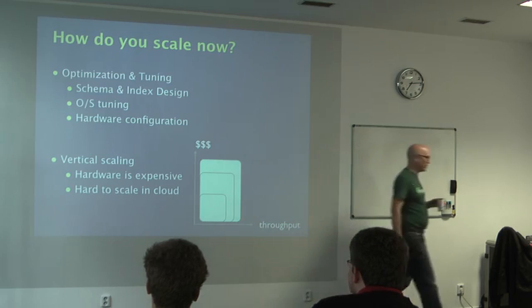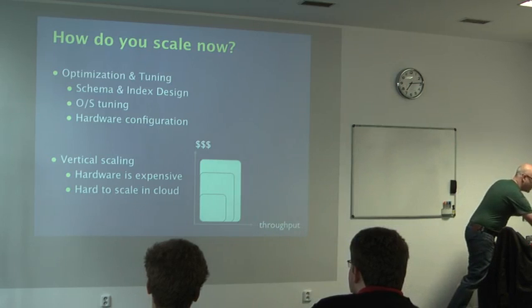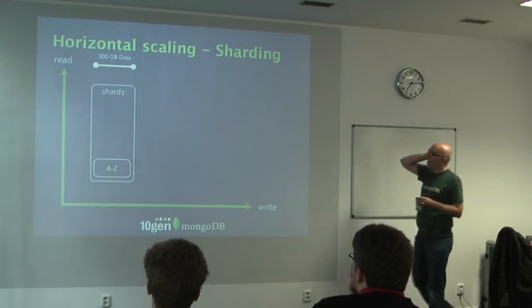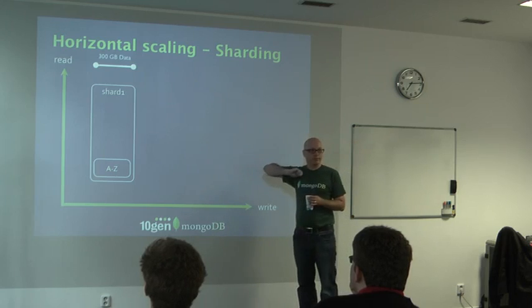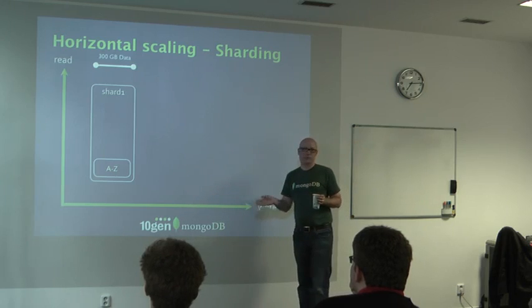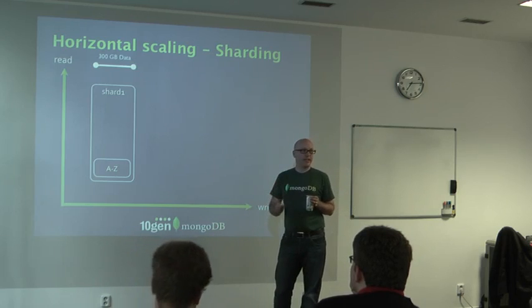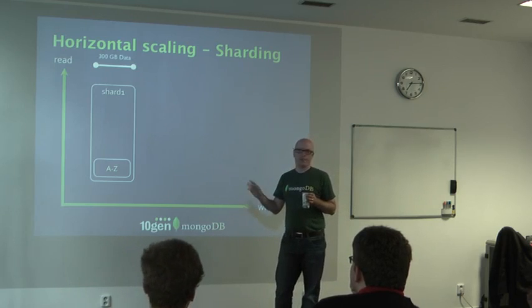So how do you solve this problem? Well, this is how we do it in MongoDB. We have inbuilt into MongoDB technology called sharding. And sharding is very, very simple. It's essentially a range-based partition scheme.